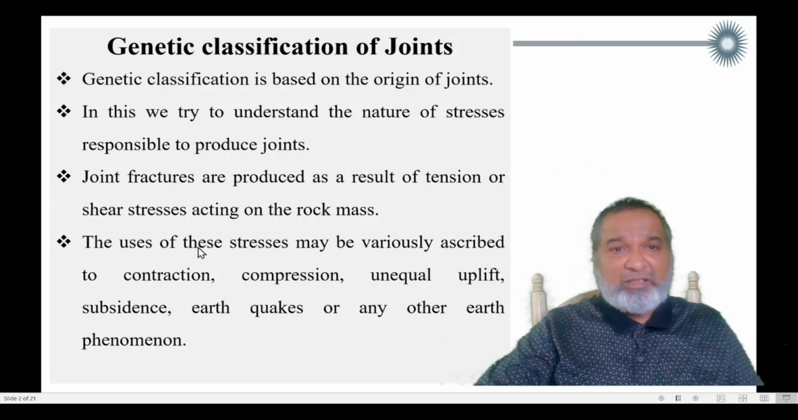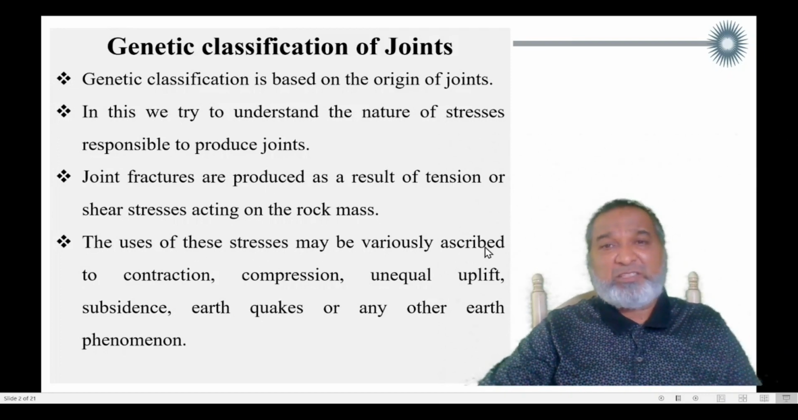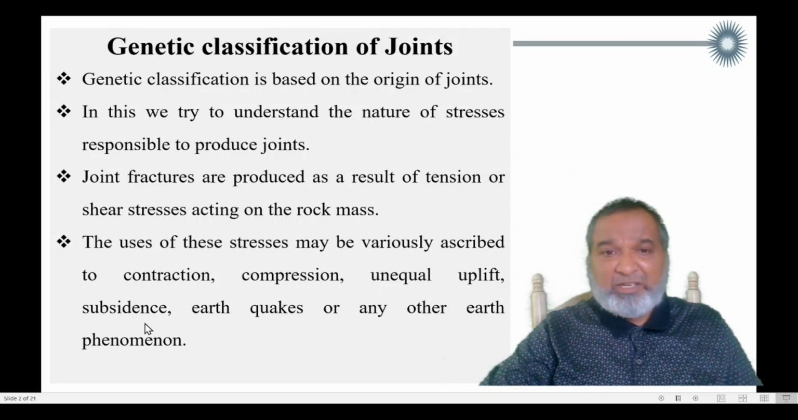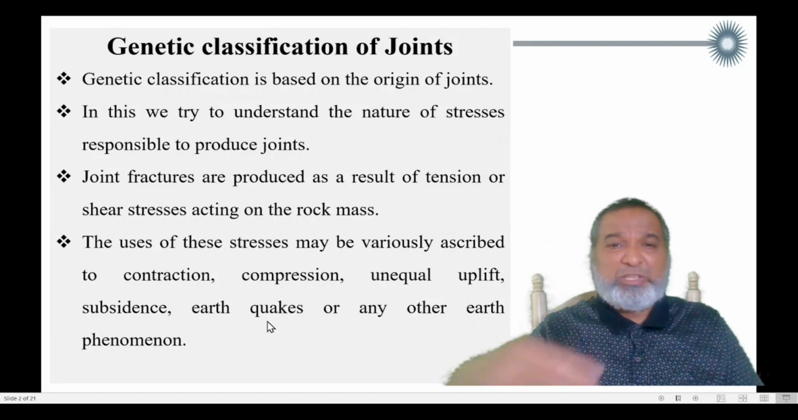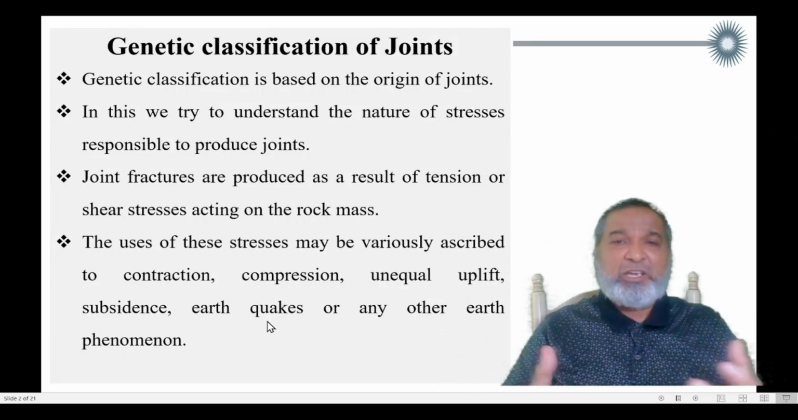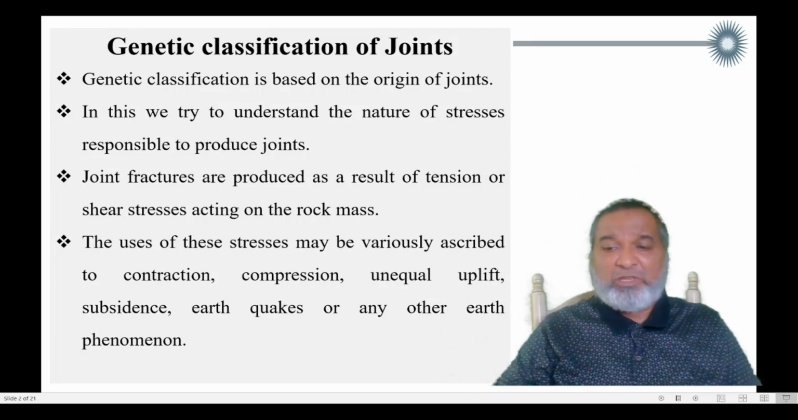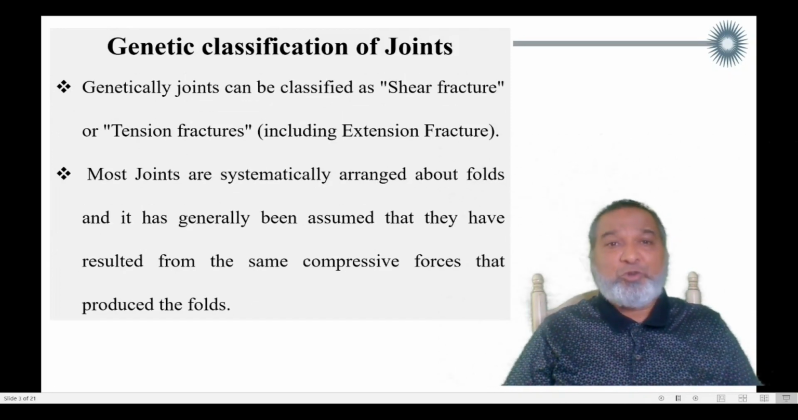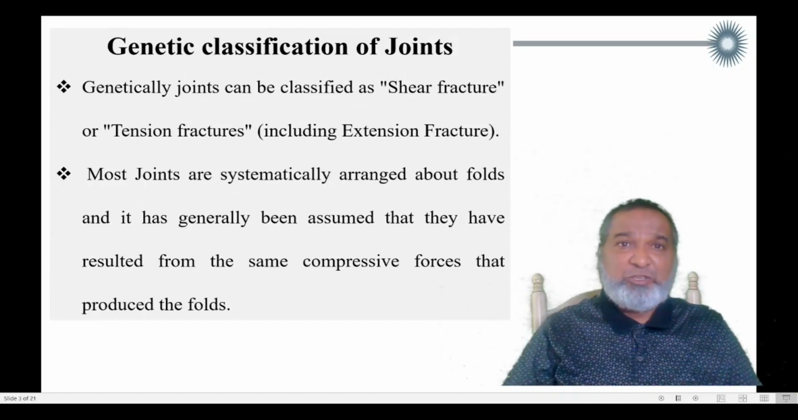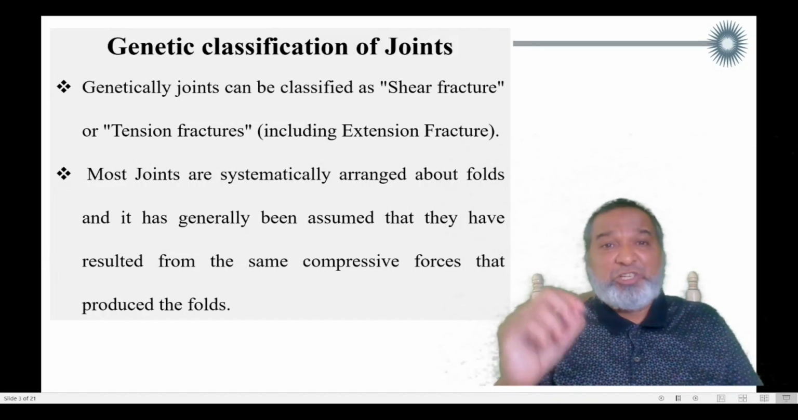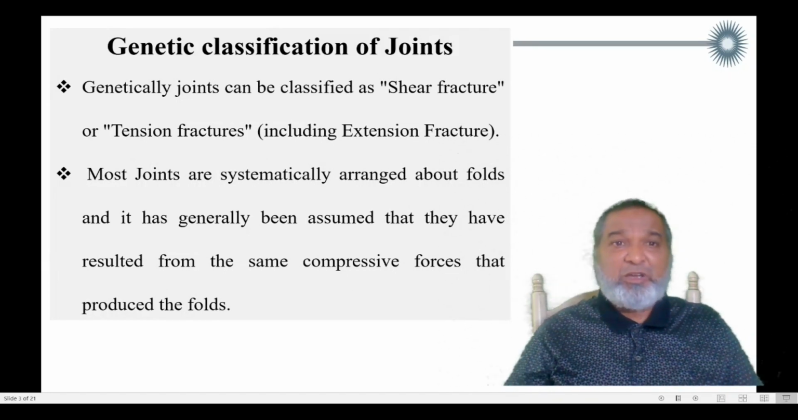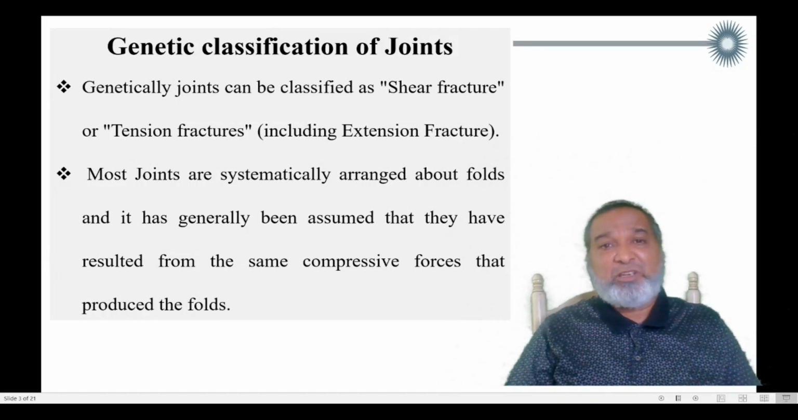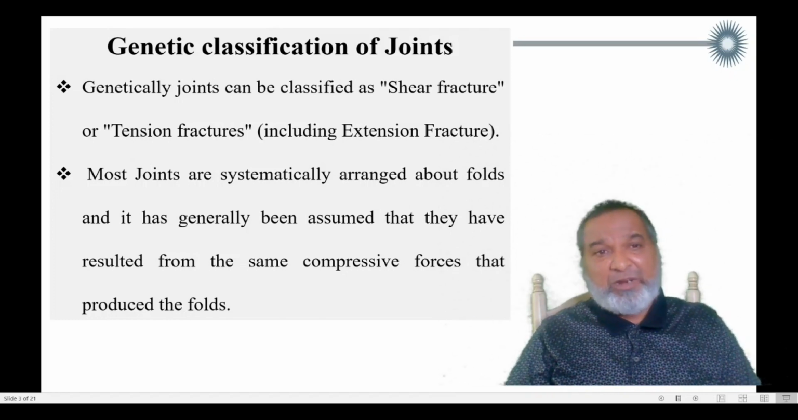The causes of these stresses may be variously ascribed to contraction, compression, unequal uplift, subsidence, and earthquakes. So these are the things due to which forces act on the rock, and we get the joints. Genetically, joints can be classified as shear fractures or tension fractures, including the extension fractures.